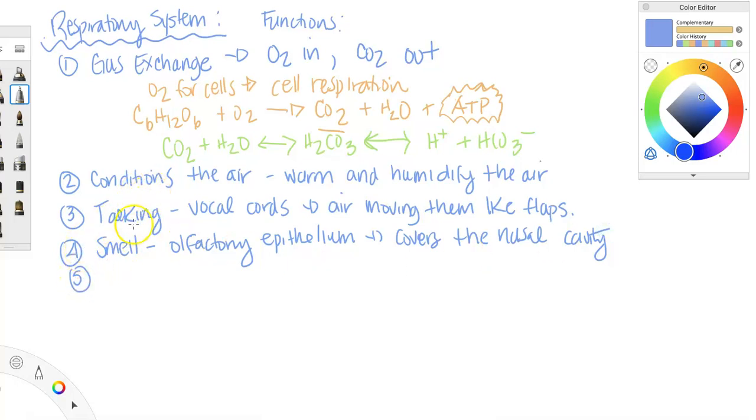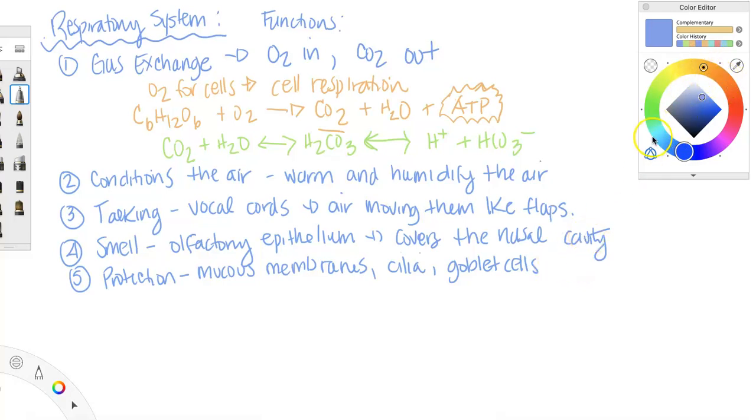So smell, protection. So our respiratory tract is covered with mucous membranes. It's got cilia in it. It's got goblet cells that produce mucus. And all of those things help protect us against pathogens and things like that.